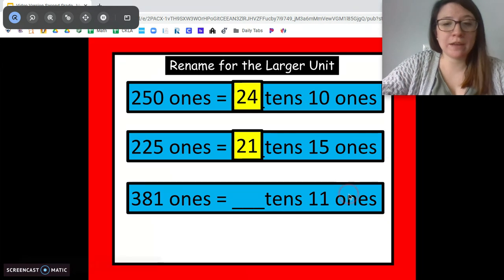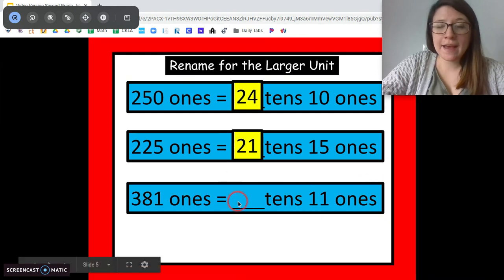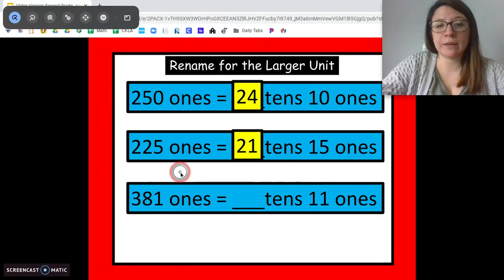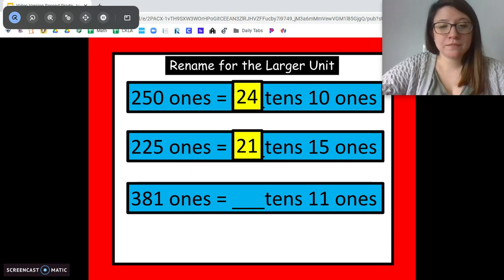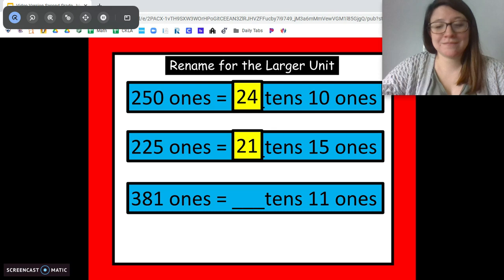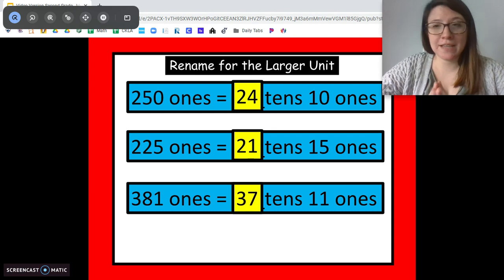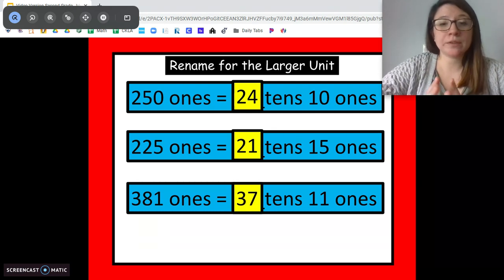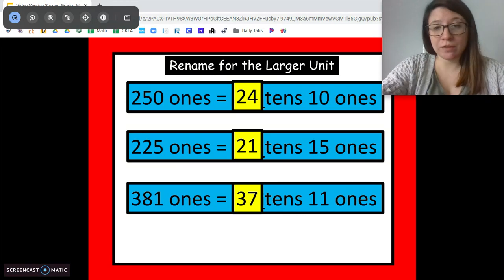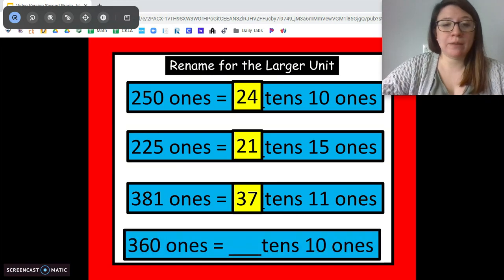381 ones, I'm giving you 11 ones. How many 10s do we need to get to 381? Good. We're going to need 37 10s. 37 10s equals 370. Add on those 11 ones, that gives us 381.